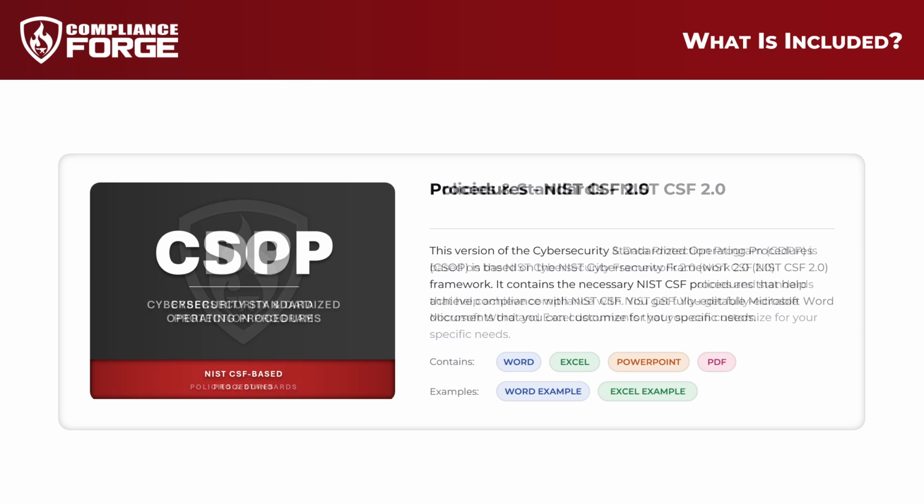The second is the Matching Procedures. This version of the Cybersecurity Standardized Operating Procedures contains the necessary NIST CSF procedures that help achieve compliance with the framework as fully editable Microsoft Word documents.